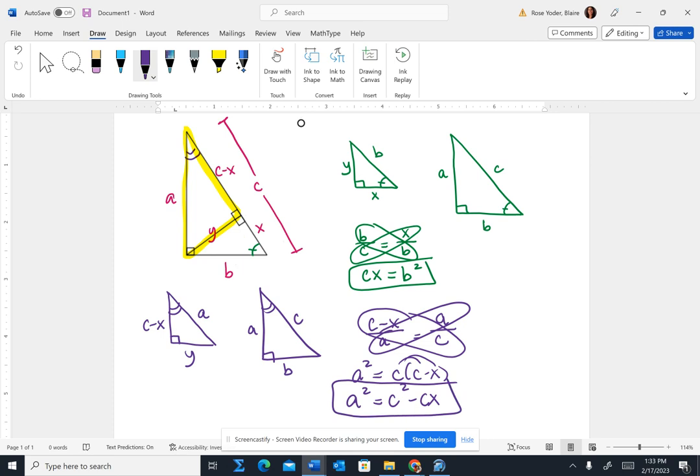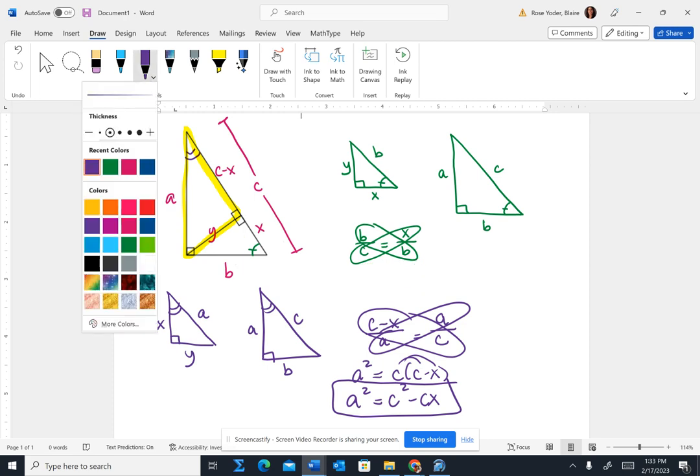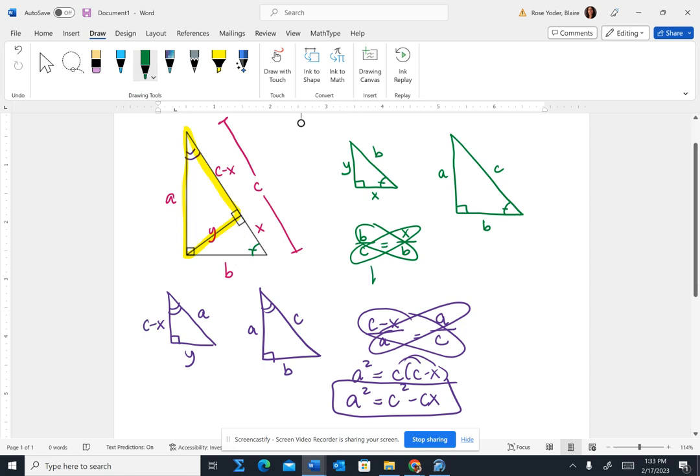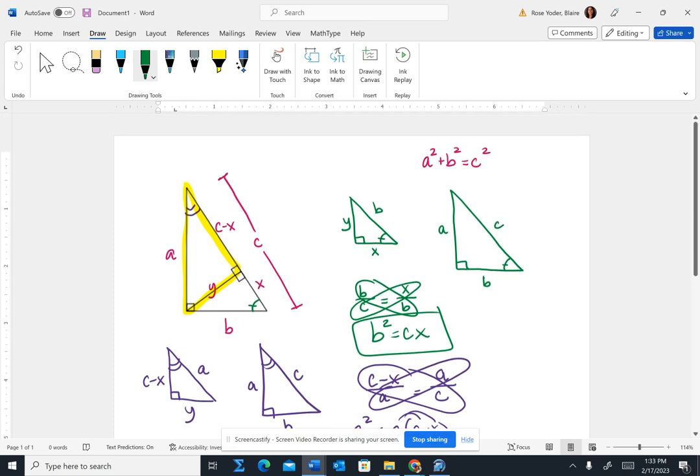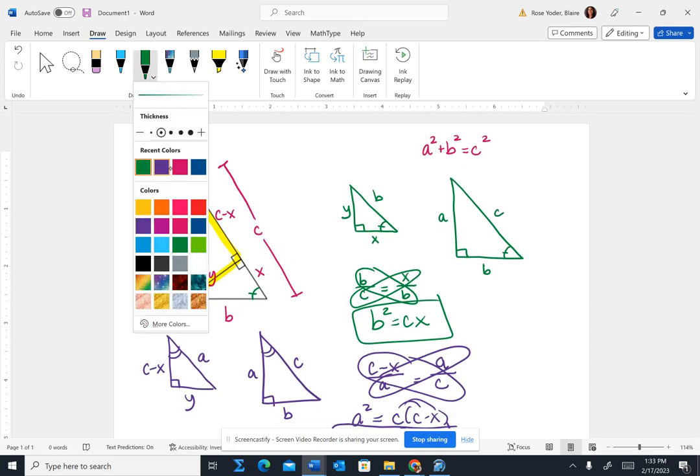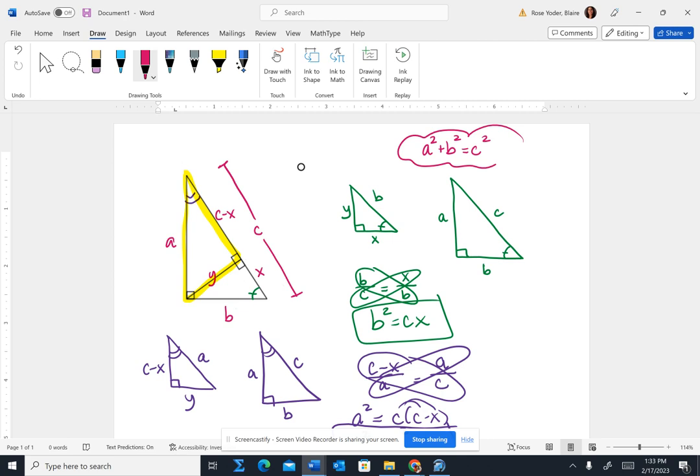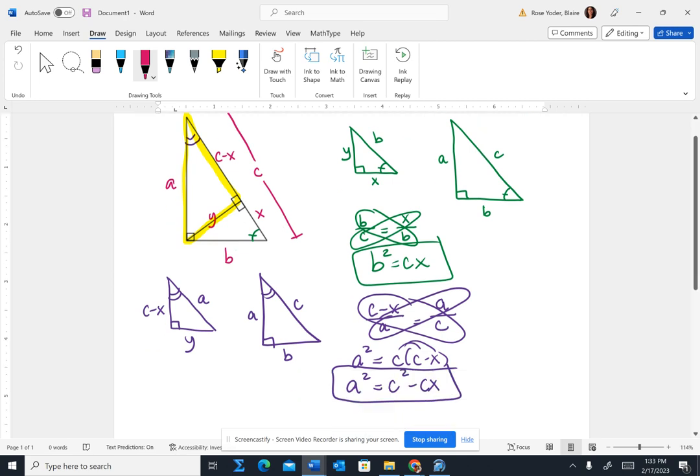So I'm going to rearrange my green one actually. Instead of CX equals B squared, I'm going to write it the other way around. I'm going to write it B squared equals CX. So I'm going to scroll back up to see what I was trying to prove. I'm trying to prove that A squared plus B squared equals C squared. So let's see what we have so far.